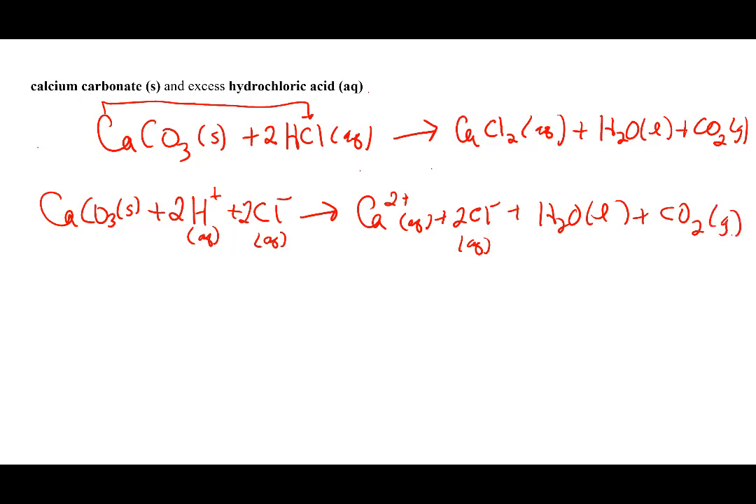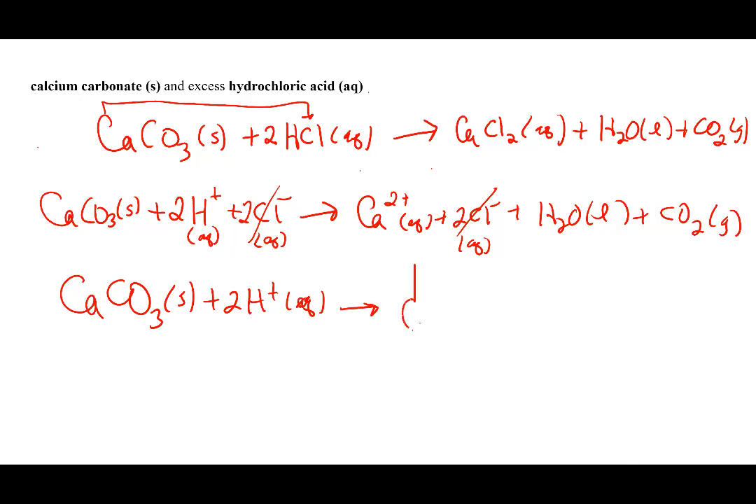Okay, the only spectator ions are the chlorides. So we have calcium carbonate as a solid, plus 2 H pluses, that's aqueous, goes to make calcium 2 plus.